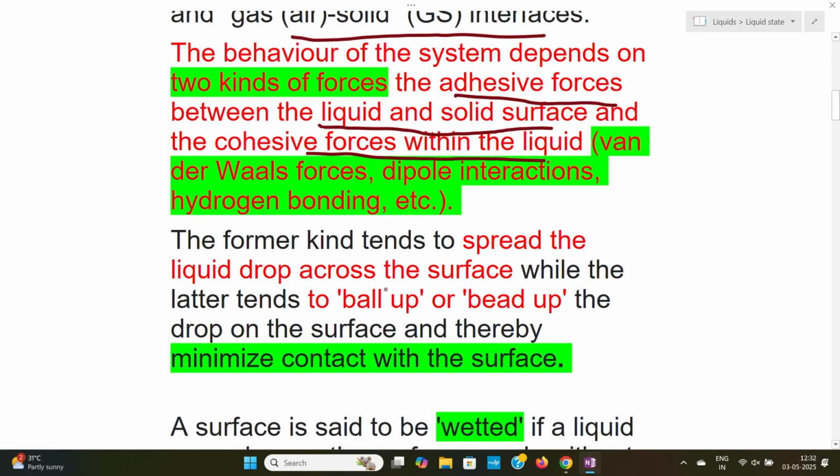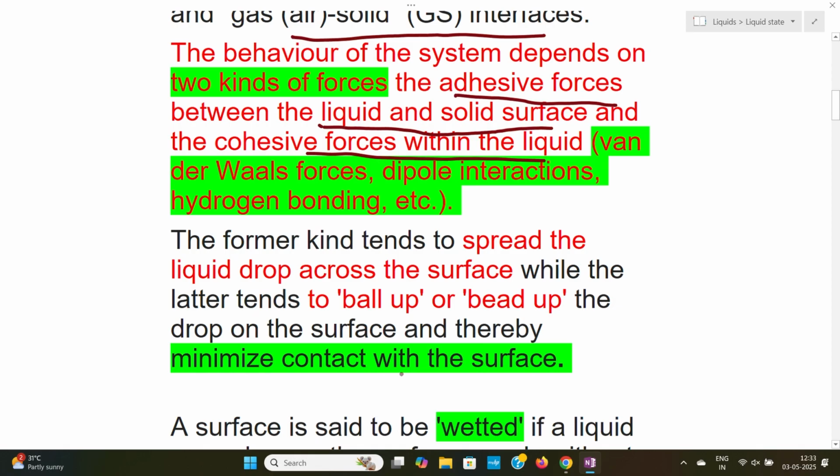When a liquid drop is placed on a solid surface, if it is water, the water will spread on the solid surface. If it is mercury or some other liquids other than water, especially in the case of mercury, it will form a drop on the solid surface.